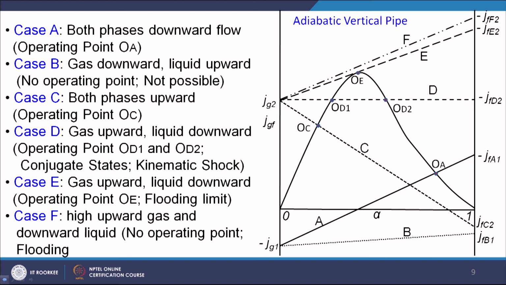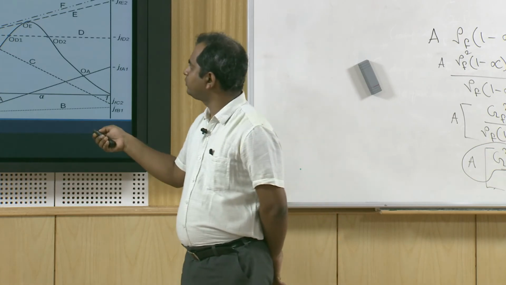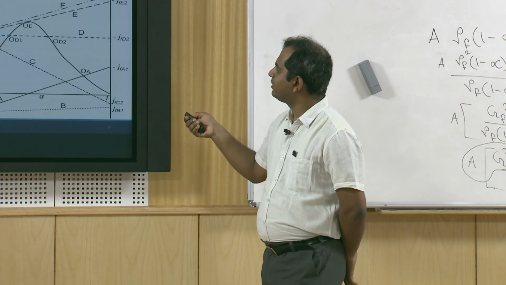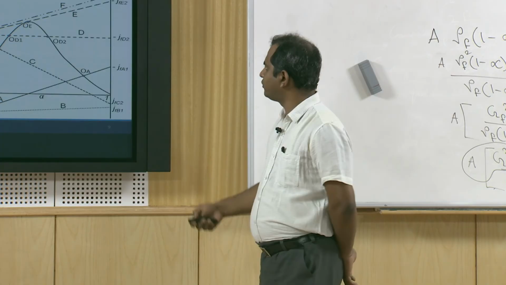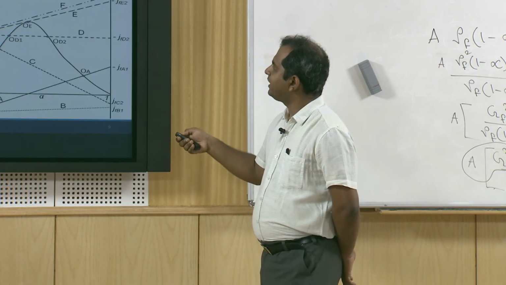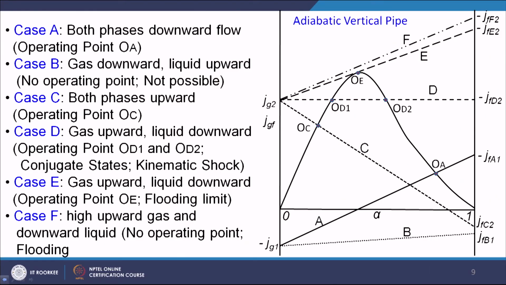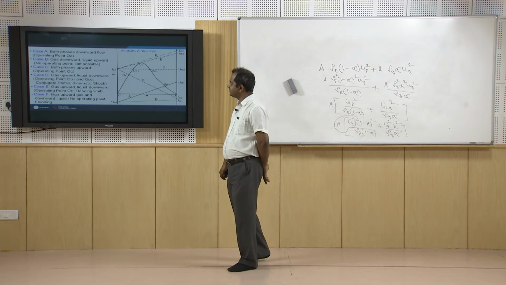Now, continuing like this, let us go for gas upward and liquid downward. Gas upward, liquid downward means obviously the gaseous point will remain over here and the liquid downward point will come somewhere over here, because liquid downward means negative velocity, and negative becomes positive. So, if we join these 2, we get 2 points as operating points, OD1 and OD2. These 2 are actually called conjugate states or kinematic shock. So, it will be changing position from one place to another in these cases.